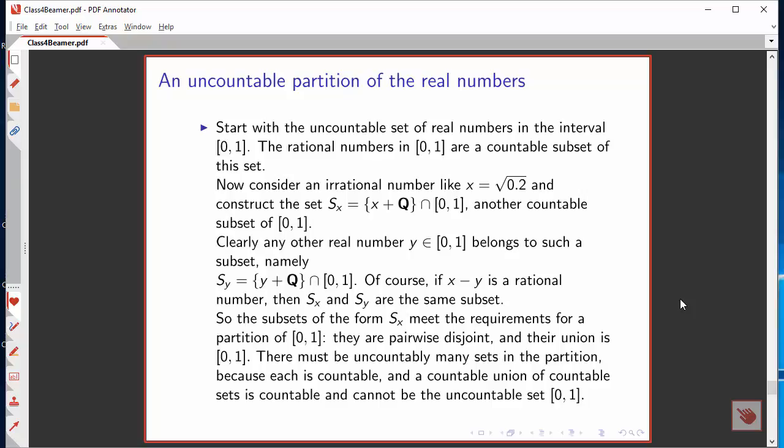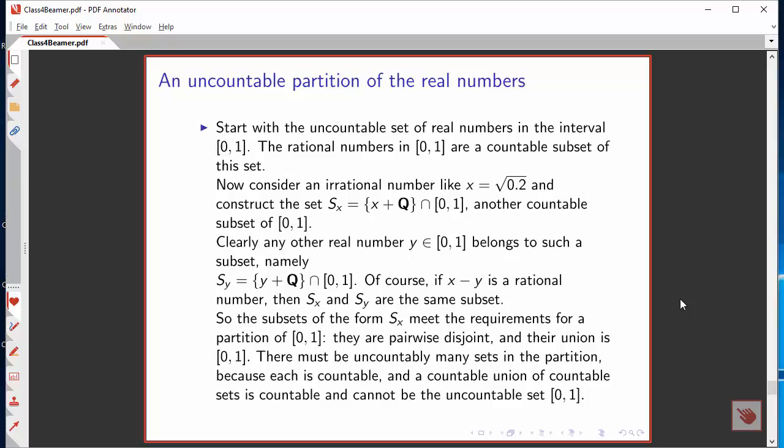So let's think about these subsets that are each generated by some number in the interval from 0 to 1. They meet the requirements for a partition. They're pairwise disjoint. That is, no two of them can possibly have any real number in common. And their union is the set of real numbers in 0 to 1 because every real number in 0 to 1 belongs to one of them.